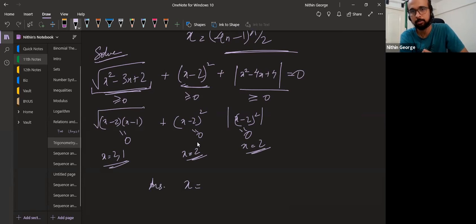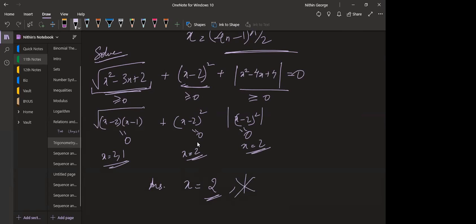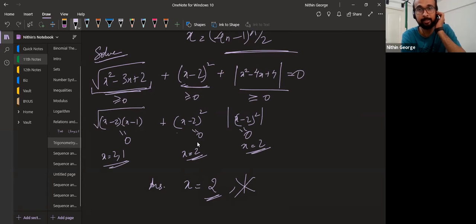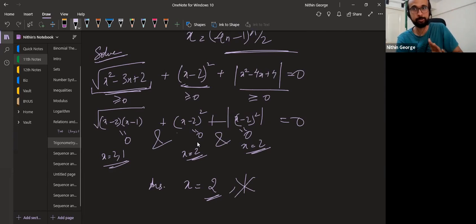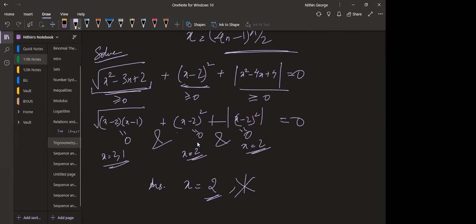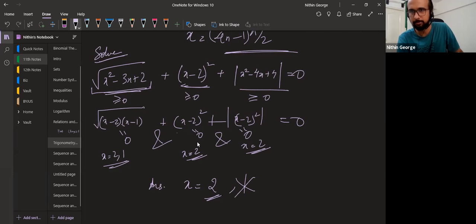x is equal to 2. So why is 1 not included? Because it doesn't fit the other terms. Exactly. You need this and this to be 0 at the same time. This is equal to 0, this is equal to 0, and this is equal to 0 at the same time. So unless a solution is common to all of them, it's not your solution. Got that? Yes, sir. Okay. Now, you guys remember complex numbers?